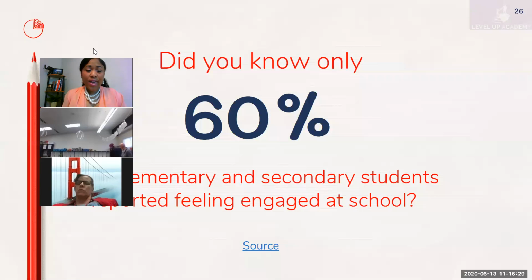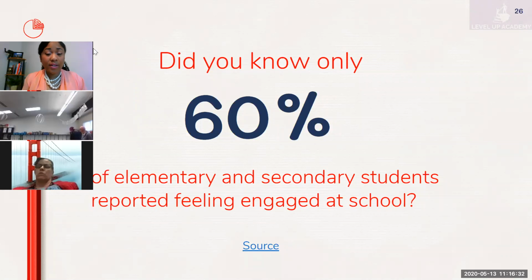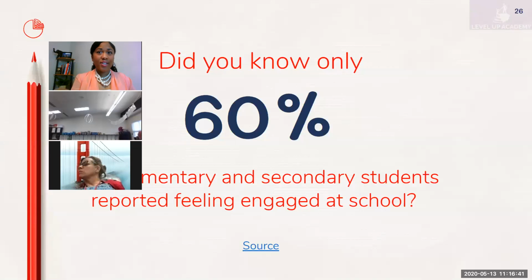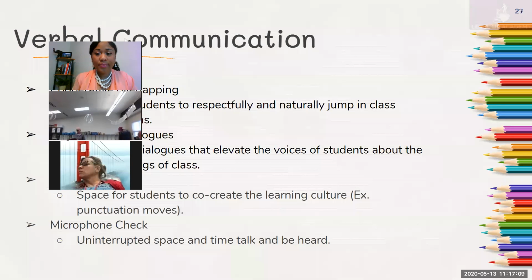Do you all know that only 60% of elementary and secondary students reported feeling engaged at school? And what's behind this statistic is that they don't feel like their voice is valued. So when they don't have enough opportunities to engage in conversation with the teacher or their peers, they start to feel less engaged. And honestly, this statistic is higher than my personal reality. So I'm sure we can relate to our students feeling disengaged in our schools or maybe even in our own classroom. So let's figure out some things we can do to make that better.